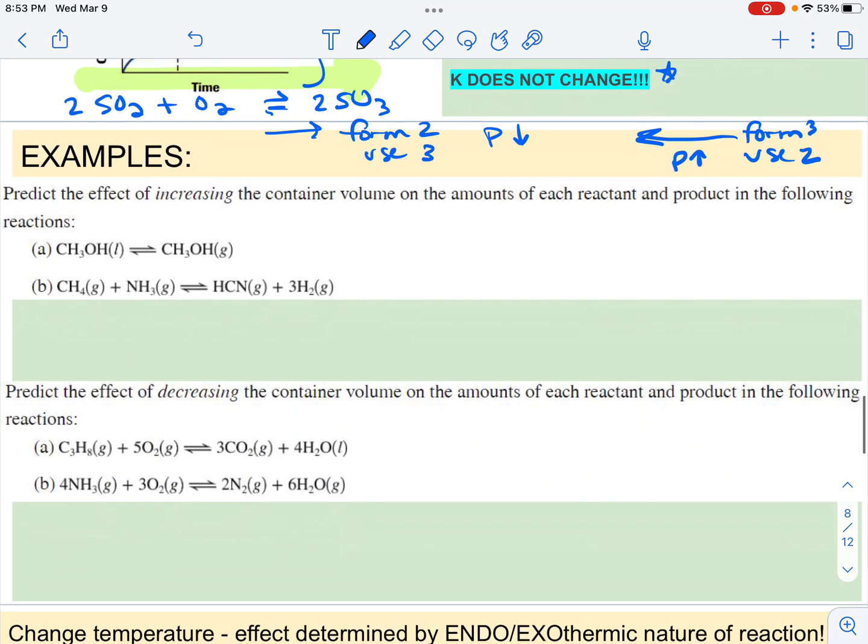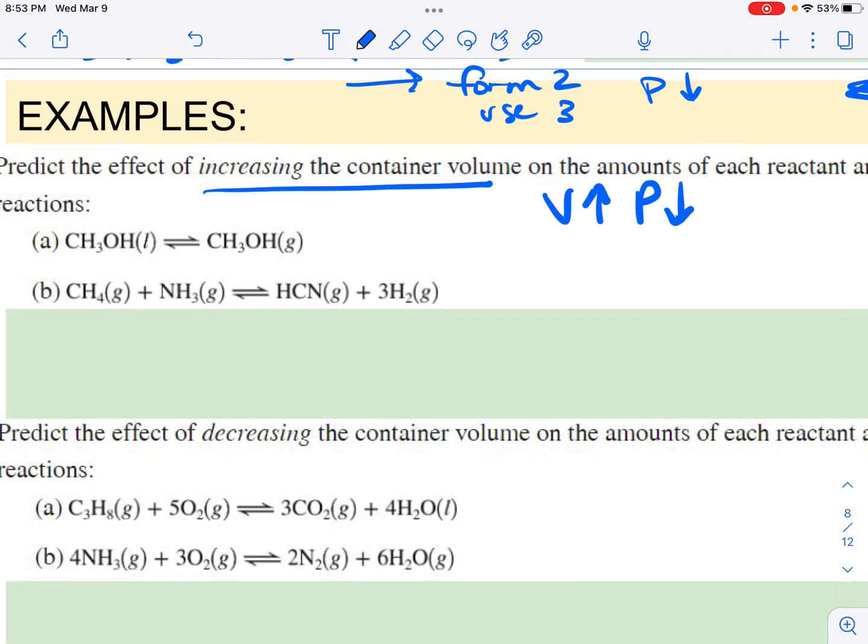Okay, so let's look at a couple of examples quickly so you can see what's happening here. We want to predict the effect of increasing the container volume. So the first thing I need to remember is that when volume increases, pressure decreases. All right, so I need to decide which direction these reactions will shift. Sorry, the pressure decreases. So the reaction will need to increase the pressure again. All right, so it's trying to counteract what I've done. It wants to normalize it back to where it was. So now it's going to shift toward more gas. Okay, so this is what you're thinking.